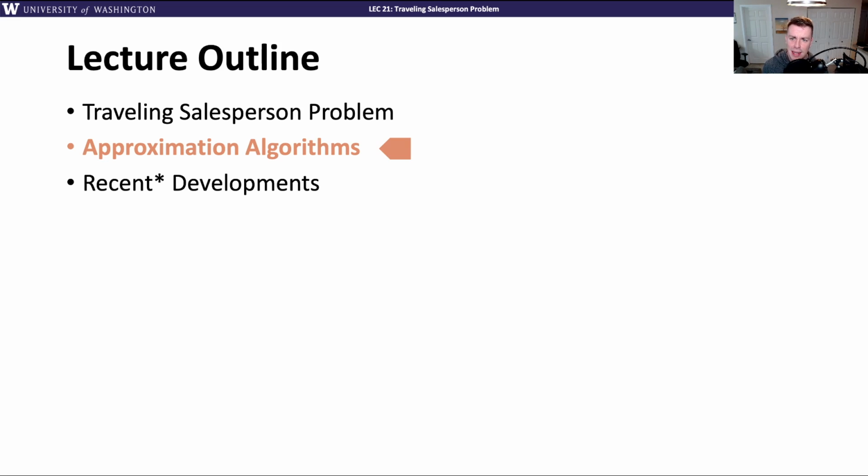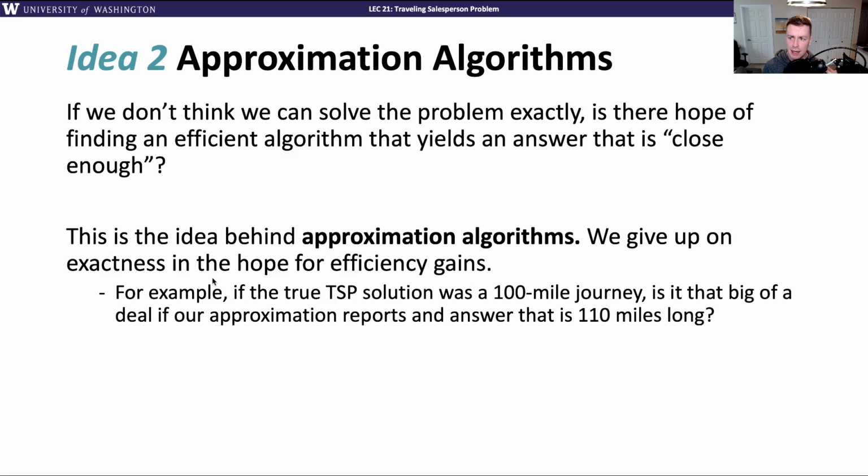And that's the key idea behind this whole study of approximation algorithms, trying to approximate a solution to a problem in order to gain efficiency. So this is the idea that if we don't think we can solve something exactly in an efficient manner, maybe something that's close enough is a good idea. An approximation algorithm would hopefully find a solution that's close to optimal while not having to spend as much time.